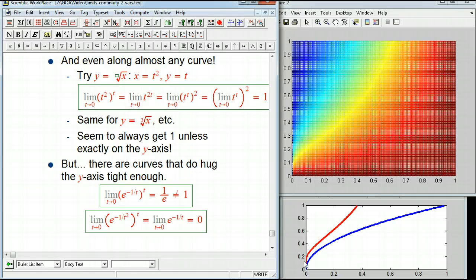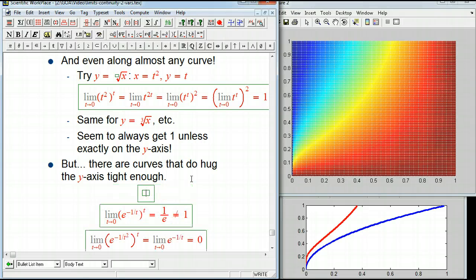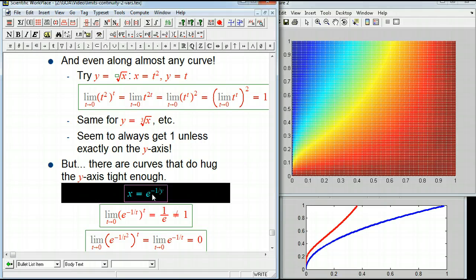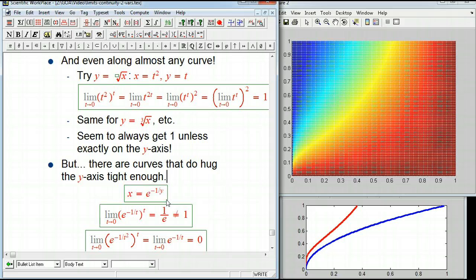So here's the red curve. This red curve is the graph of, let's see, I forgot to put it in. It's x equals e to the minus 1 over y. This is a famous kind of function that hugs this y-axis tighter than any possible root function, even though those guys can hug pretty tightly. Another thing that I don't want to spend time talking about, but it's a function that's very cool to investigate. It has a lot of cool properties.